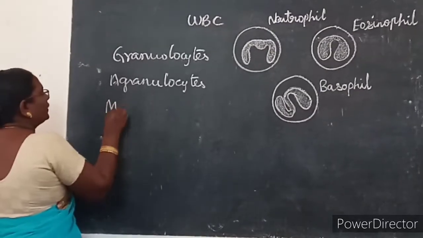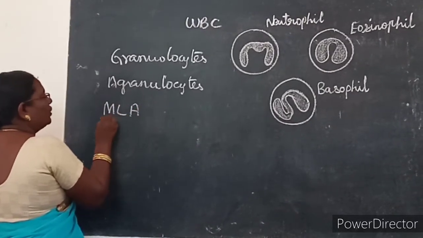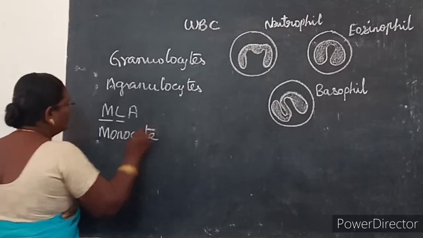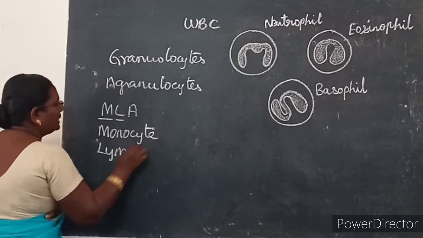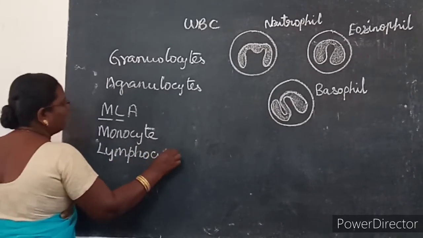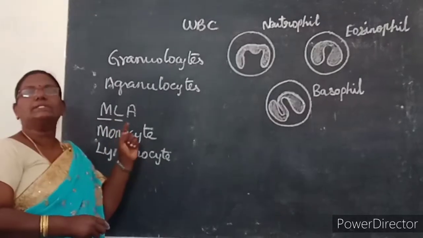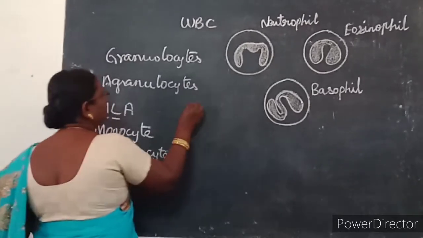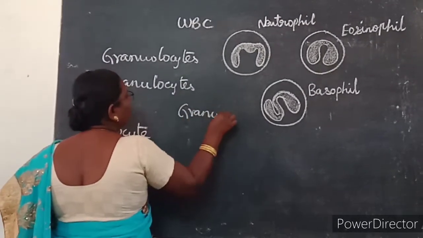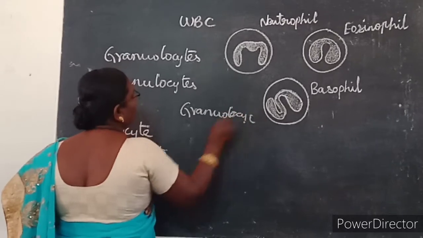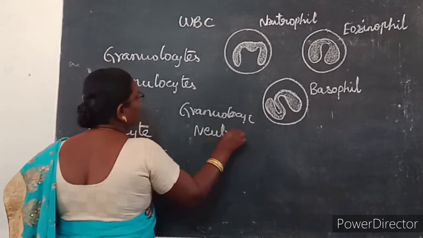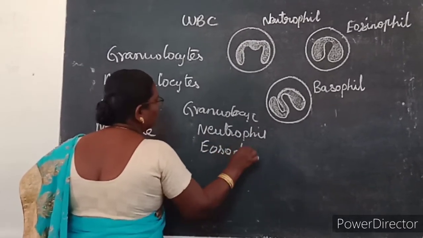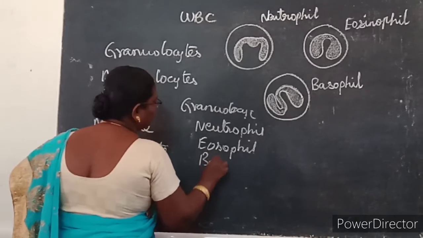The agranulocytes, remember as MLA, that is monocyte and lymphocyte. What are the examples of agranulocytes? Monocyte and lymphocyte. There are no granules in the cytoplasm. The remaining cells, the granulocytes, are basophil, neutrophil and eosinophil. What are the granulocyte cells? Neutrophil, eosinophil and basophil. It is also a one-mark question.